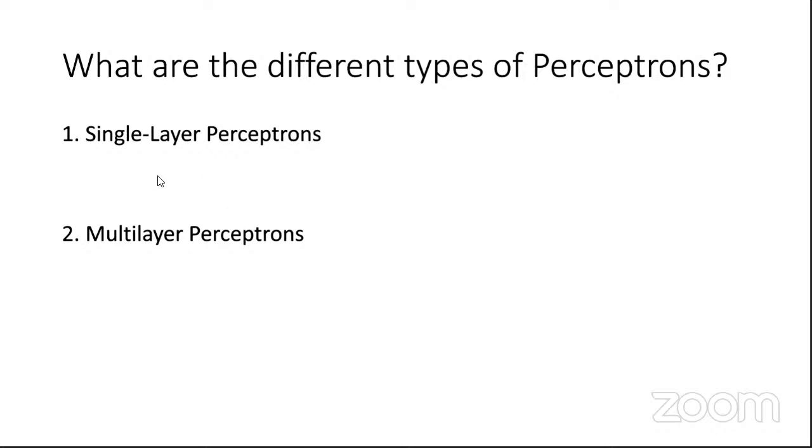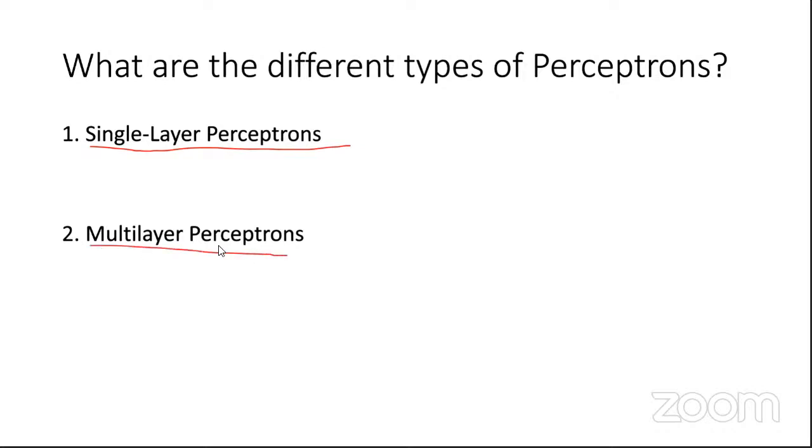Where do we use a single layer perceptron? Single layer perceptrons can be used for learning linearly separable patterns, which are linear. Means for whichever problems have linear patterns, we can use a single layer perceptron. If we have non-linearity, then we will go for a multi-layer perceptron.